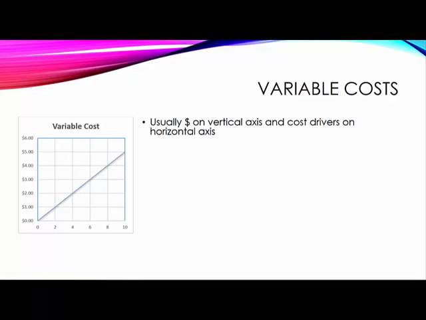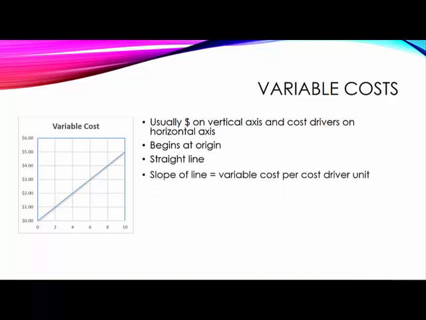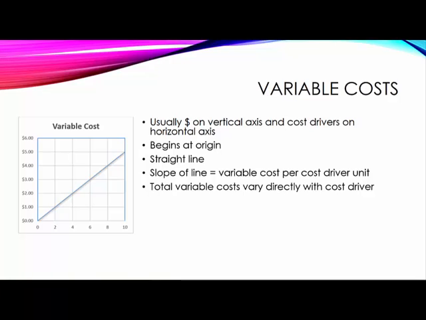So let's just cover what we talked about in Excel very, very quickly. Variable costs begin at the origin. They are a straight line. The slope of the line is the variable cost per driver unit. Variable costs vary directly with the cost driver. So in the example that I have here, if I have 2 cost drivers, I have $1.